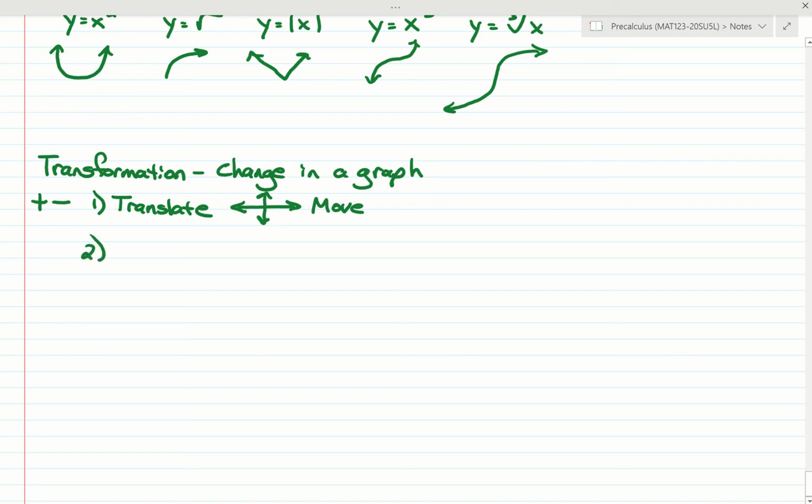The second thing is a reflection. You could reflect a graph. This happens when you multiply by a negative. And we could reflect over the x-axis, and we could reflect over the y-axis. In general, when we're reflecting over the x-axis, it's negative on the outside. And when it's a reflection over the y-axis, it's negative on the inside.